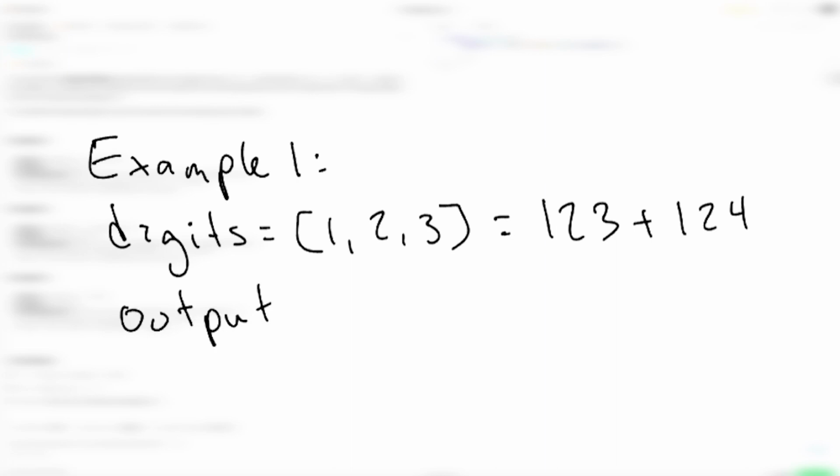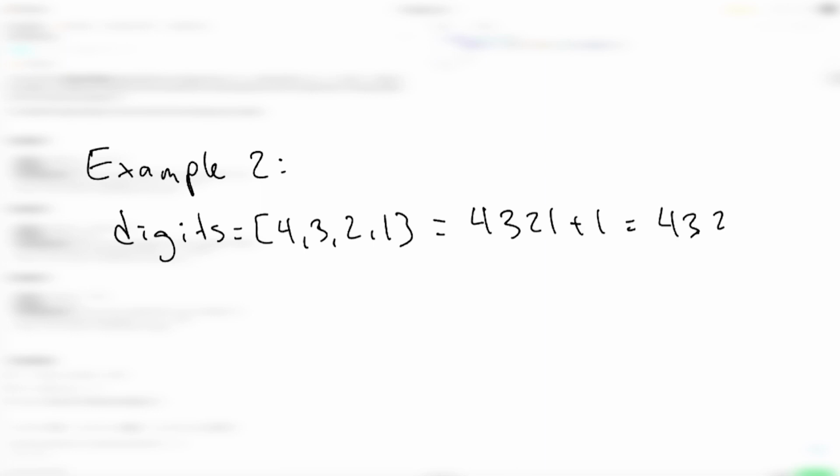So for our first example, they're going to give us an array called digits with 1, 2, 3. So our goal here is to add 1 and then return that. So the integer will be equal to 123. If we add 1 to that, that'll be 124. So the output will be 1, 2, 4 inside of an array. Simple enough. Let's take a look at the next example. The next example gives us an array called digits equal to 4, 3, 2, 1. Once again, this will be equal to an integer of 4,321. If we add 1 to that, it'll be 4,322. So the output array would be equal to 4, 3, 2, 2.